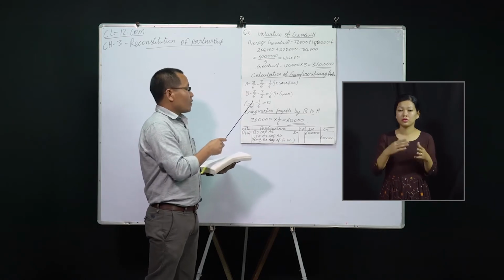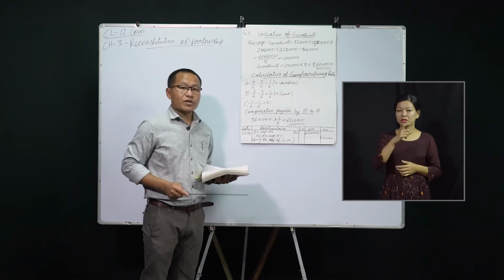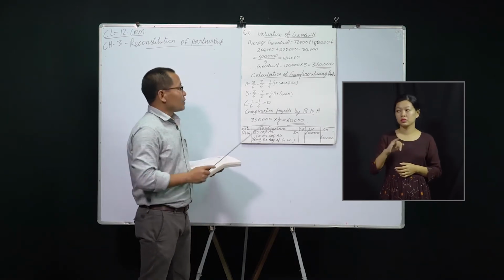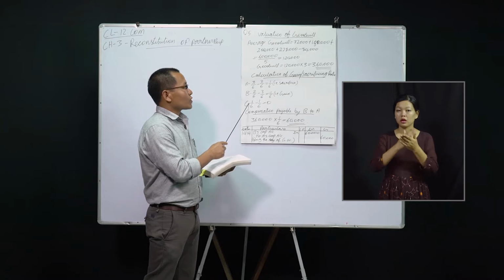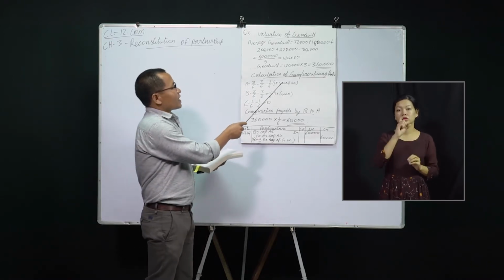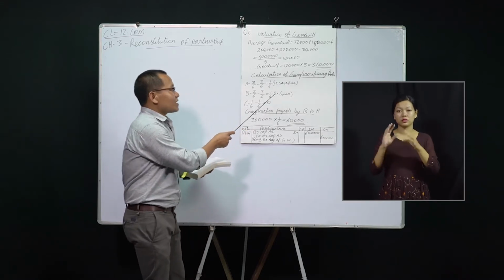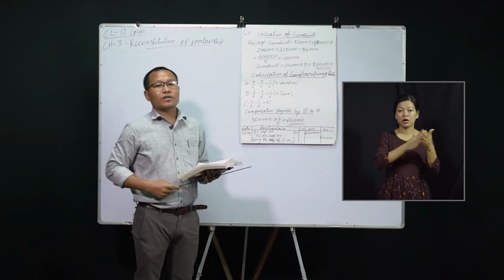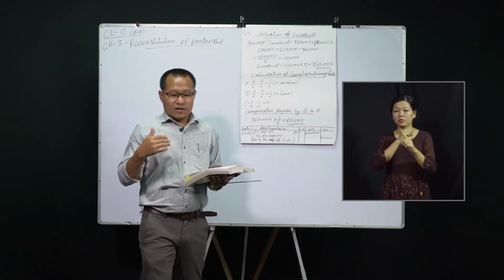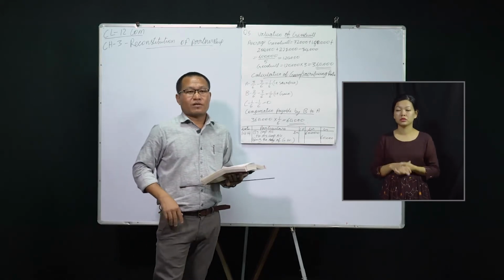As for C, 1/6 minus 1/6, 0. There is no sacrifice and there is no gain. That means C has no gain, no loss. Whereas A is a sacrificing partner and B is a gaining partner. So this is used to find out how the gaining partner has to compensate the sacrificing partner.